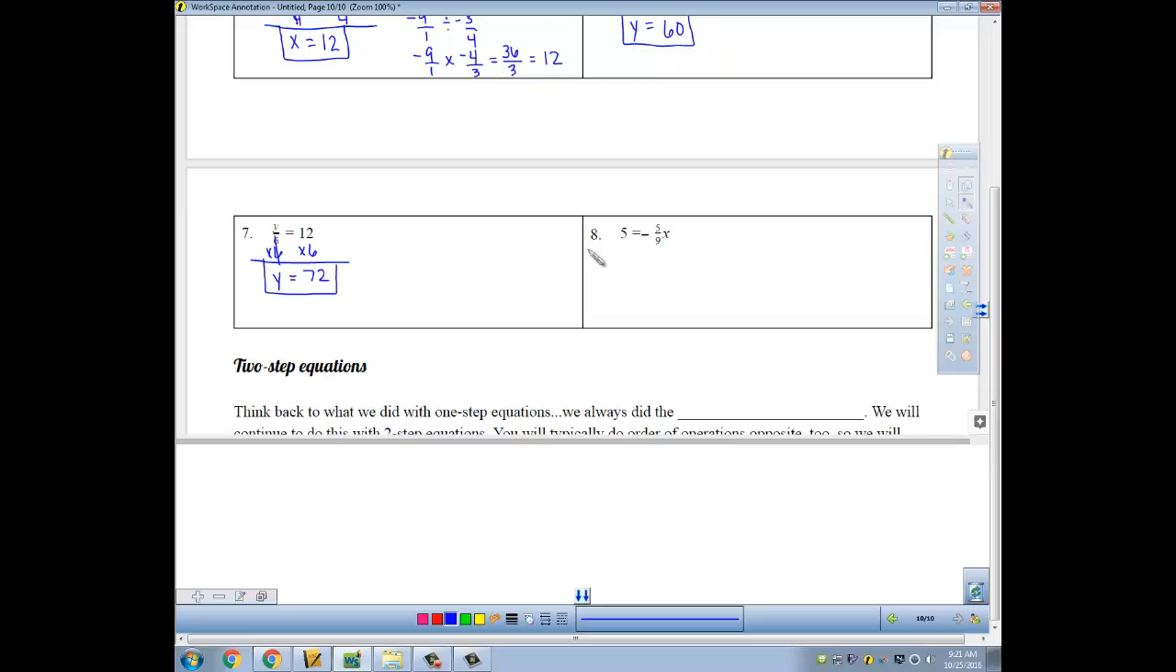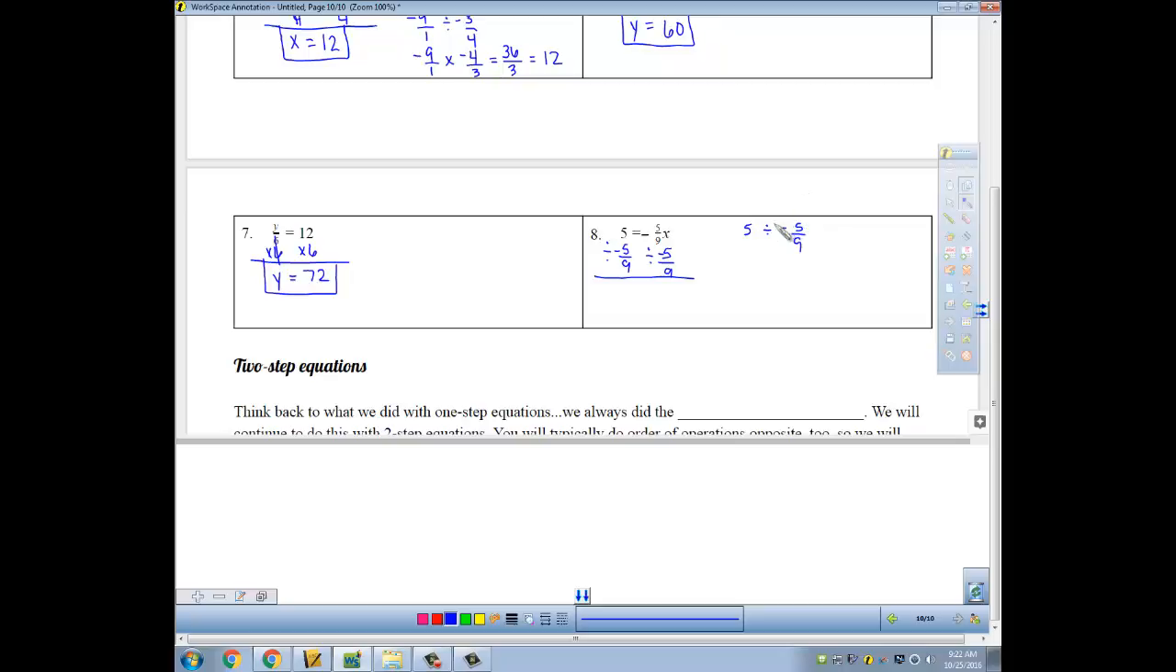Okay, one more problem. My variable's on the other side. That's okay. I still want to look at the side with the variable though. That says negative 5/9 times x. So the opposite of times, divide. So divide both sides by negative 5/9 since that's what's by the variable. So another fraction problem, but we just did one like it. So this is 5 divided by negative 5/9. So I'm going to write the opposite side exactly how I said it. 5 divided by negative 5/9.